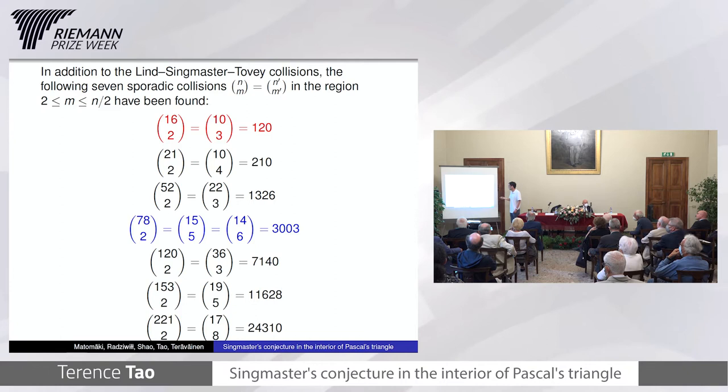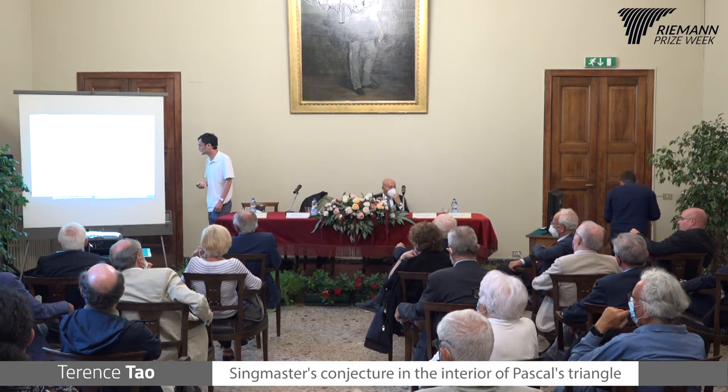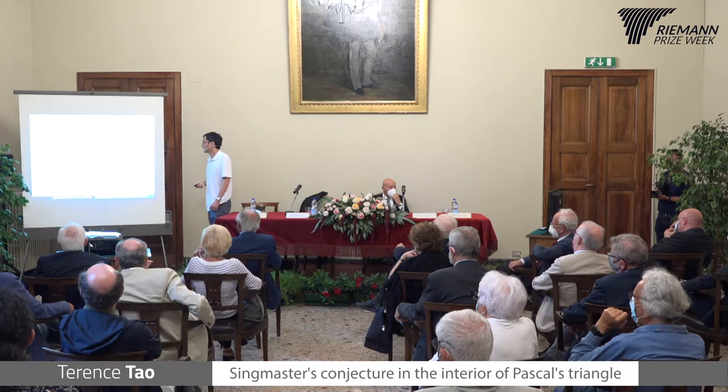It turns out that the number 3003, which was already one of the other collisions that we found, appears one more time. It's also 78 choose 2. So there are these seven what we call sporadic collisions. But then if you run the computer a bit more, it stops. You don't find any more.